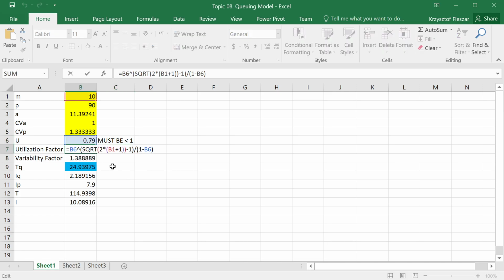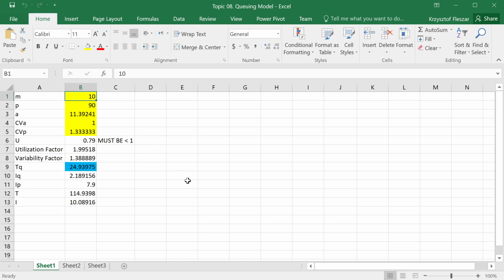Then we have the utilization factor, which is U to a certain power that depends on M, divided by 1 minus U, utilization. And the variability factor that takes the coefficients of variation, squares them, adds them, and divides them by 2. And then we have the TQ formula, which is basically taking P over M, multiplying this by the utilization factor and then by the variability factor. So this is a solution for an earlier example.